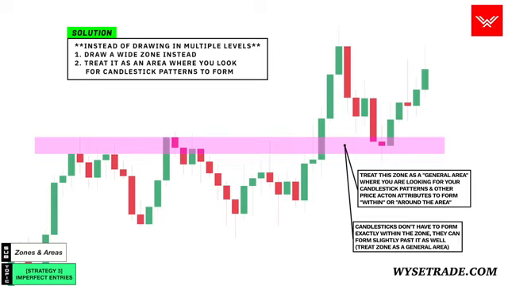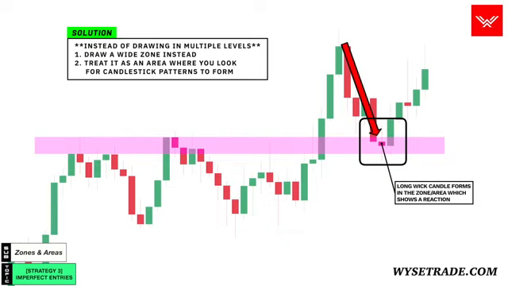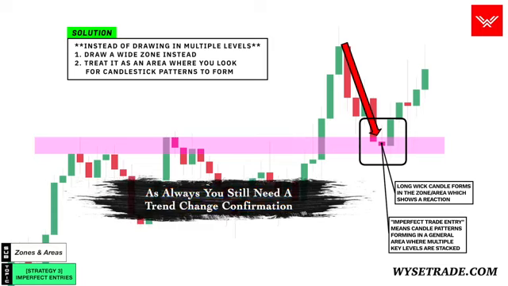Candlesticks don't have to form exactly within the zone. They can form slightly past it as well. Because again, you are treating it as a general area where you are looking for candlestick patterns to form. So then, as price pulled back here and entered the zone, you had the long wick candle form inside of the wide zone and area, which shows a reaction. And that's why we call this an imperfect trade entry, because the candlestick pattern forms in the general area where key levels are stacked. So as always, we need a trend change confirmation.